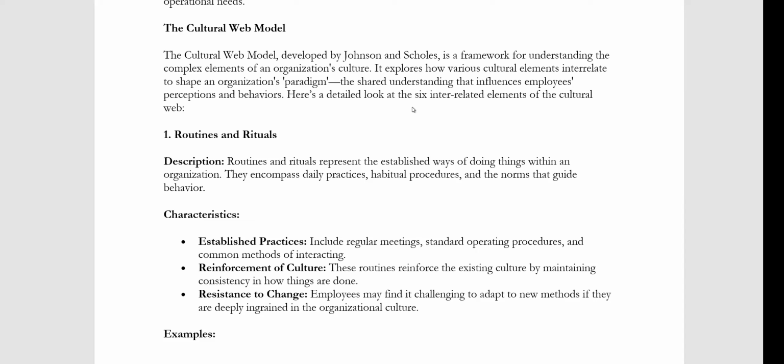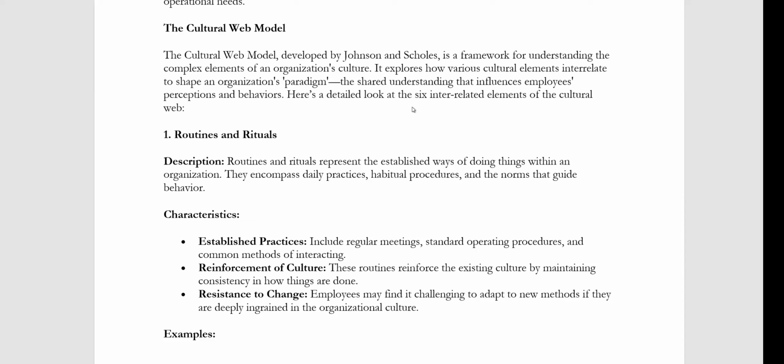Now, the culture web model was developed by Johnson and Scholes, in their book, Exploring Corporate Strategy. That book, you need to read it. It's very good. It will give you more insight. It's a framework for understanding the complex elements of an organization's culture. It explores how various cultural elements interrelate to shape an organization's paradigm, the shared understanding that influences your employees' perceptions and behaviors.